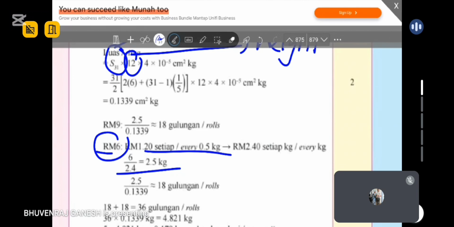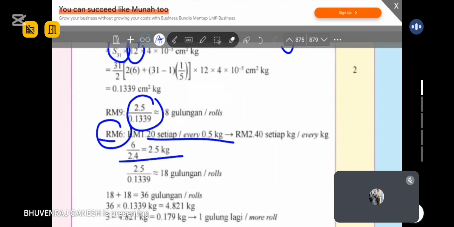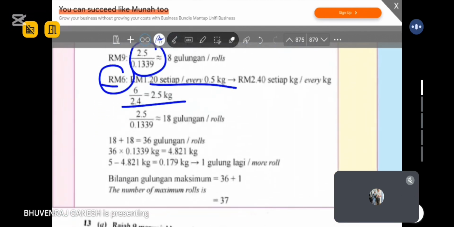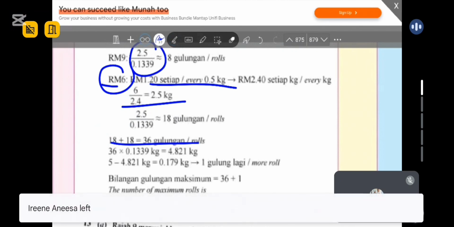Okay, so 2.5 kg, how do you find the number of rolls? Same concept like over here. 2.5 over the weight, 0.1339. Then you just need to add up the number of rolls. 18 plus 18, you have 36. But then because of the decimal place, tempat perpuluhan, we actually need to consider one more roll.